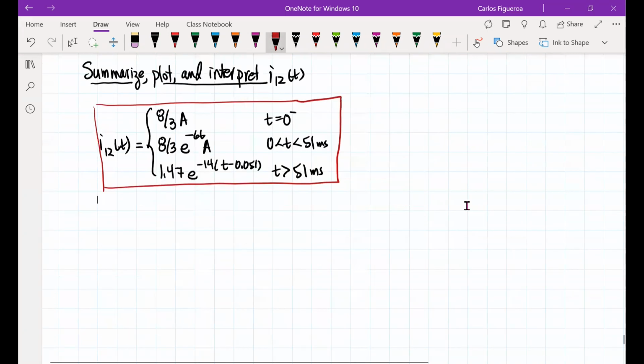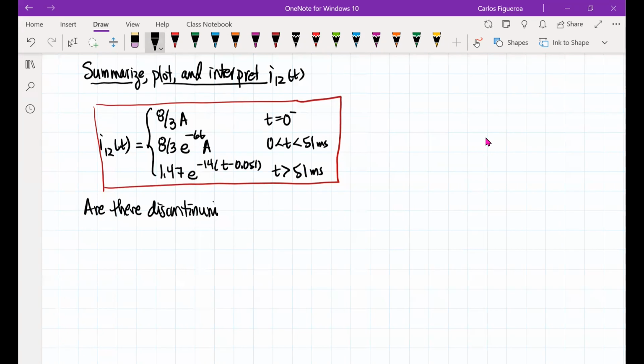So now that we have that, we have to ask the important questions. Are there discontinuities at the two switches for I12 of t? So in general, the answer is yes. Resistors have the ability to change instantaneously. So here we go.